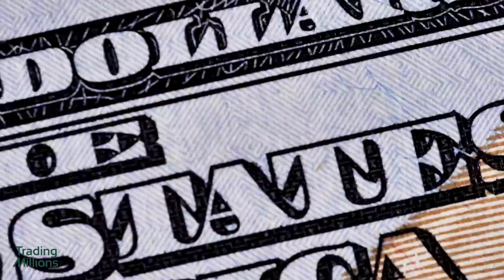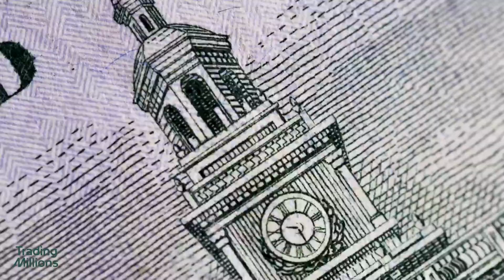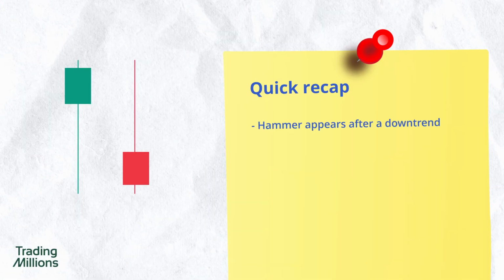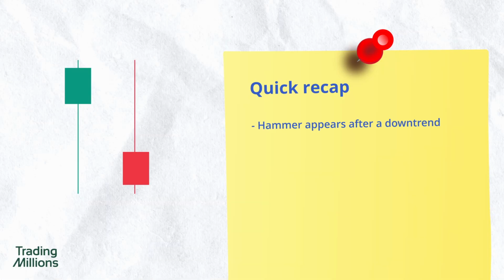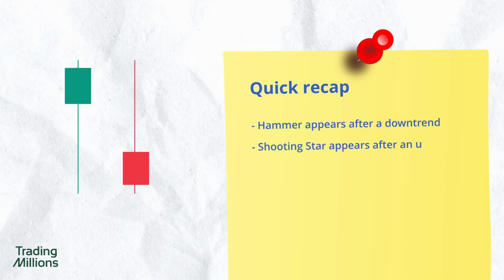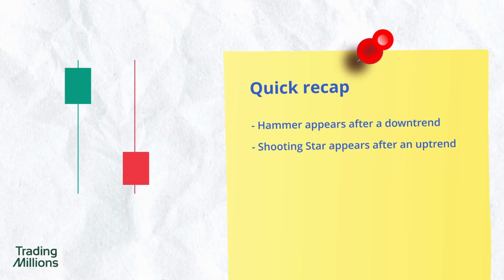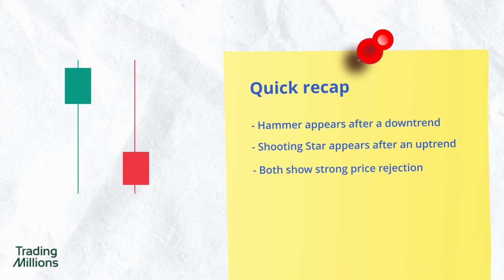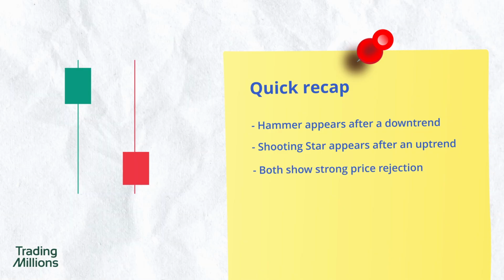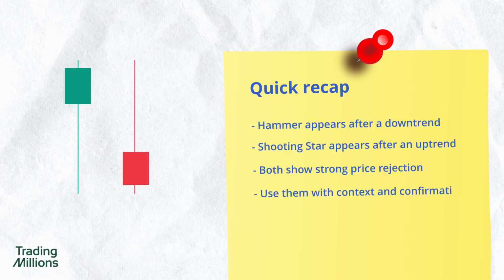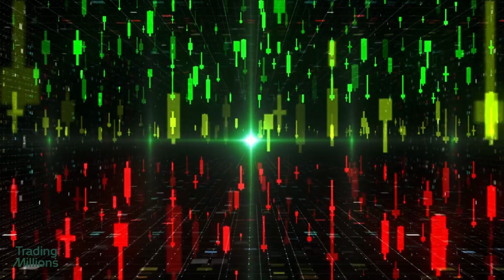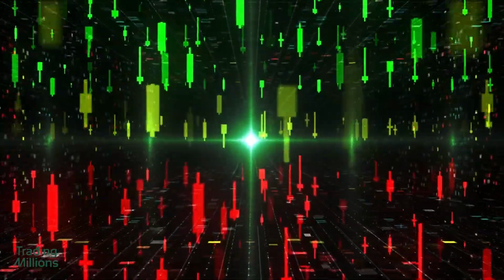Quick recap. Hammer appears after a downtrend. Shooting star appears after an uptrend. Both show strong price rejection. Use them with context and confirmation. In the next video, we'll discuss engulfing candles.